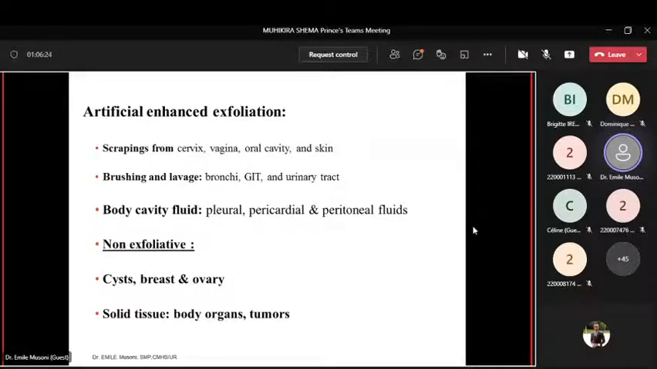In that case, when they insert the tube to the lung, then you do the lavage, gastrointestinal tract and urinary tract. Body cavities fluid, I have seen pleural effusion, pericardial, and peritoneal fluid. So in a non-exfoliative, you can have some cysts on the skin, some breast tumors and the ovary, and some solid tissue like body organs and tumors. For this one, non-exfoliative is for fine needle aspiration.